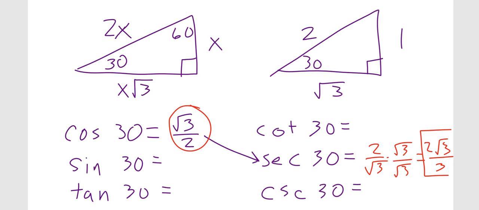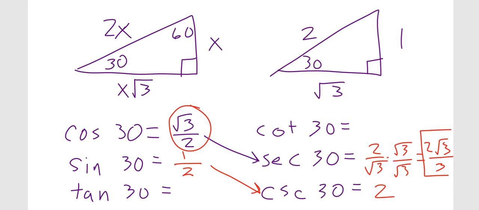Sine of 30. Opposite over hypotenuse was 1/2, and it goes with which reciprocal trig function? Cosecant. So that gives me a cosecant of 2. Right? You just flip it over.